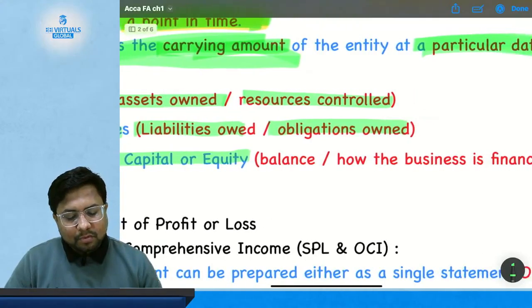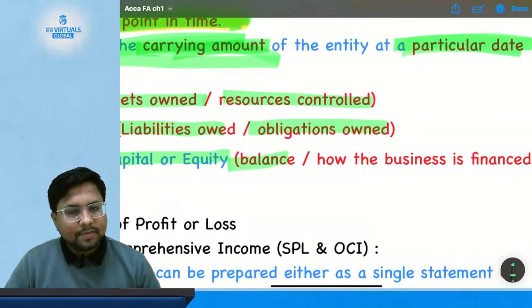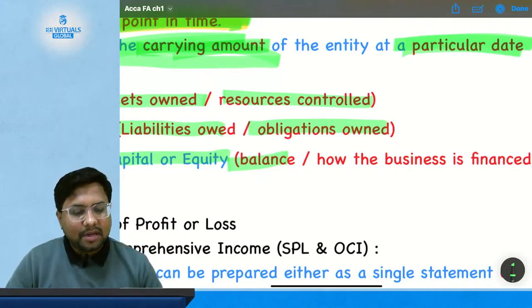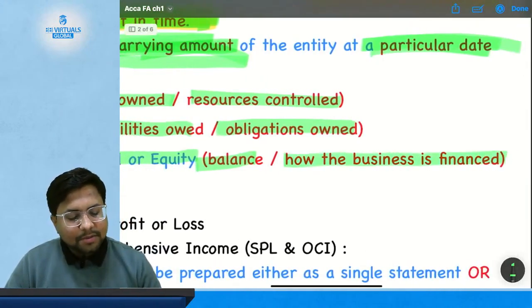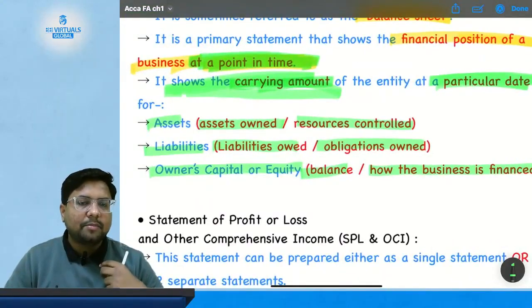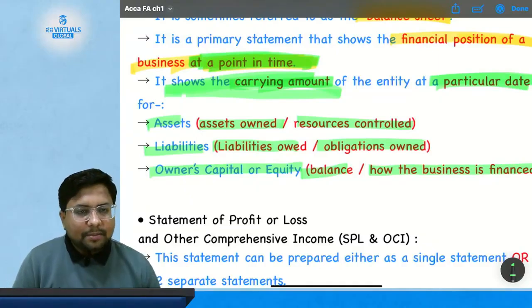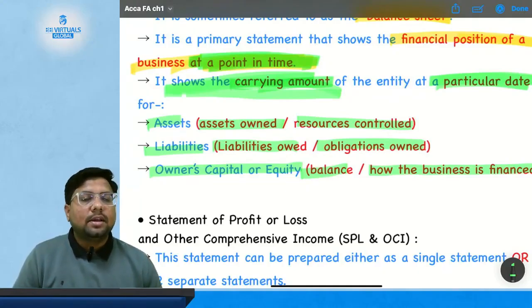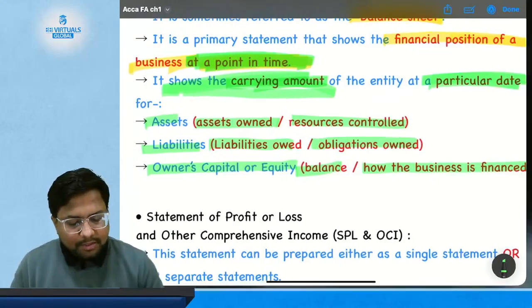So what is the balance? All the assets minus the outside liabilities is your balance, or how the business is financed. Suppose I have invested some of my amount in this class. That amount is my owner's capital, or you can say my equity.